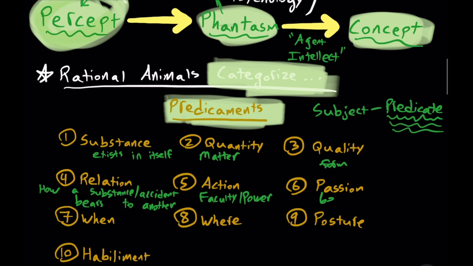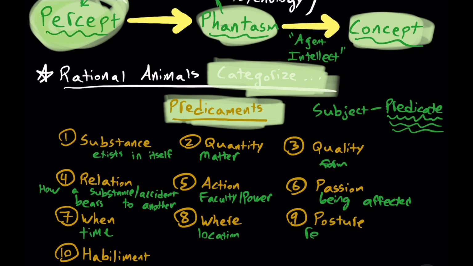Passion is being affected. For example, Socrates is seeing a bright light. He's being affected by that light. When, of course, deals with time. For example, Socrates goes to sleep at 10 p.m. Where, of course, is location. For example, Socrates is in Athens.